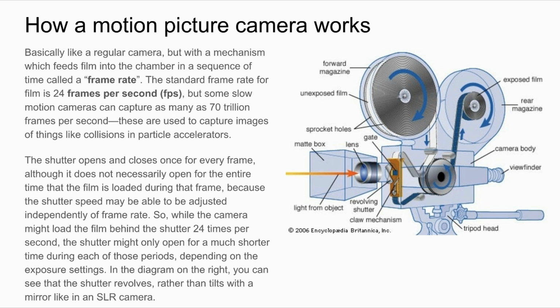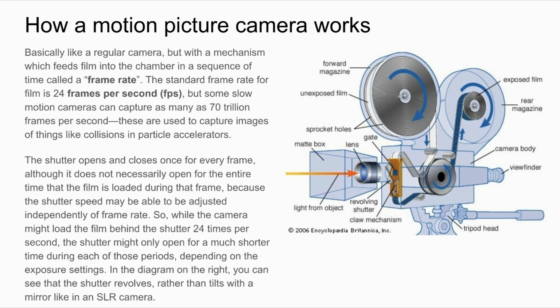other things, right? A motion picture camera basically works like a regular camera, but with a mechanism which feeds the film into the chamber in a sequence of time called a frame rate. The standard frame rate for film is 24 frames per second, but some slow motion cameras can capture as many as 70 trillion frames per second, and those kinds of cameras would be used to capture images of things like collisions and particle accelerators, not so much shooting movies that contain a narrative.